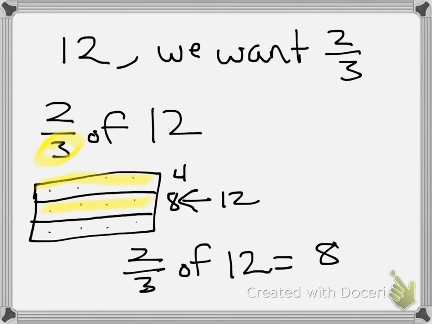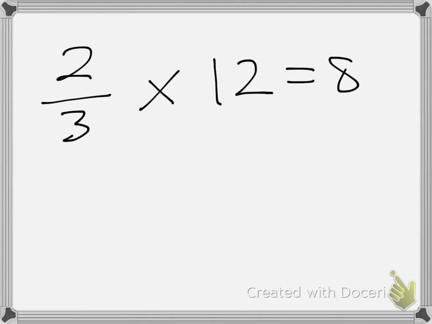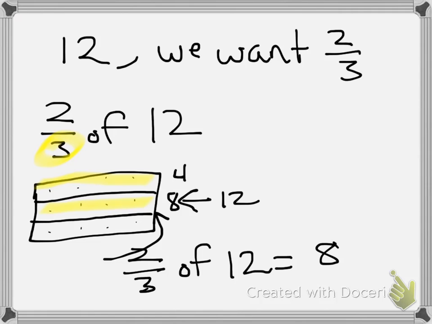2/3 of 12 is 8. Because of my picture up here, I can see that there are 8 dots in 2 pieces, with 3 making it all of them. So another way of saying that is 2/3 times 12 equals 8, because of the picture we see right there.